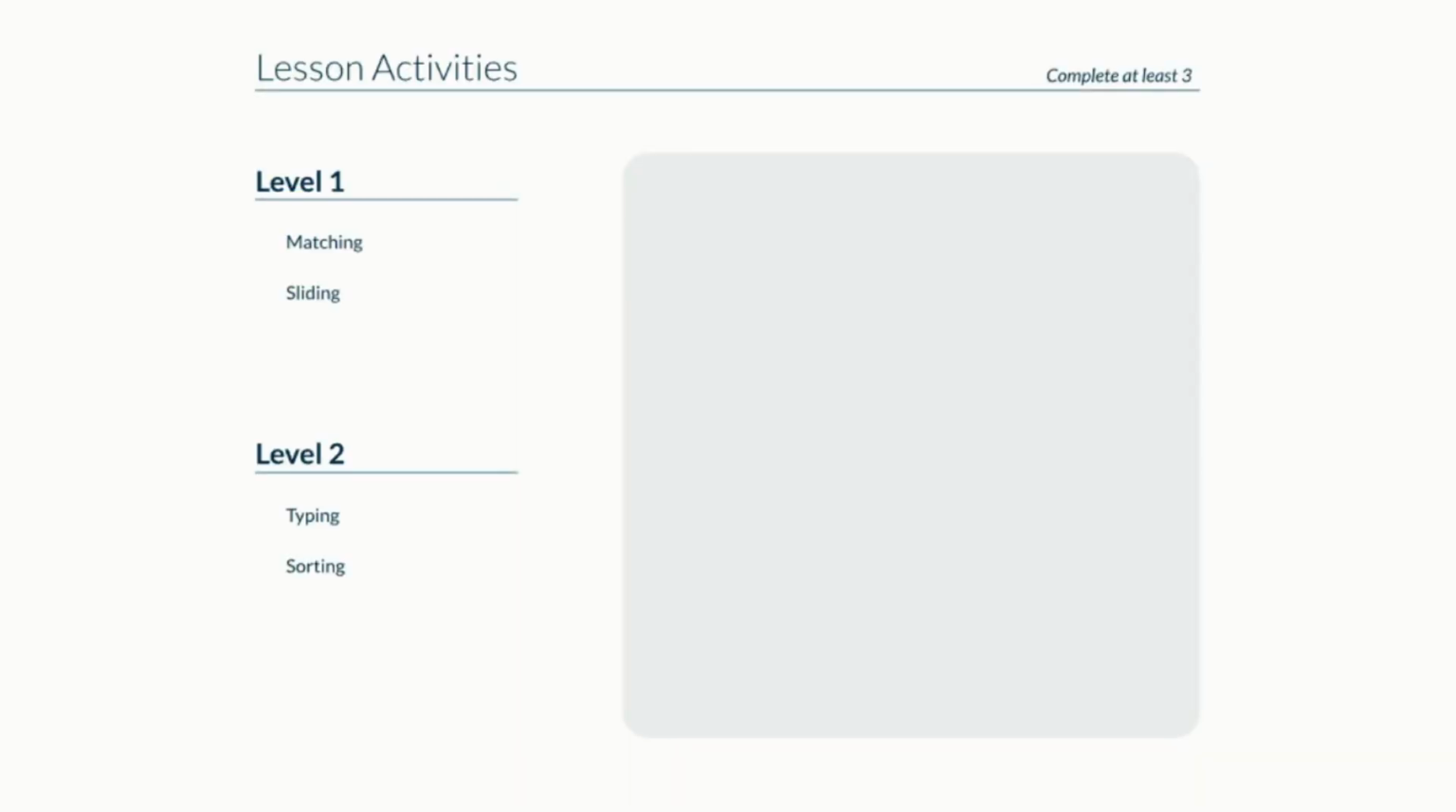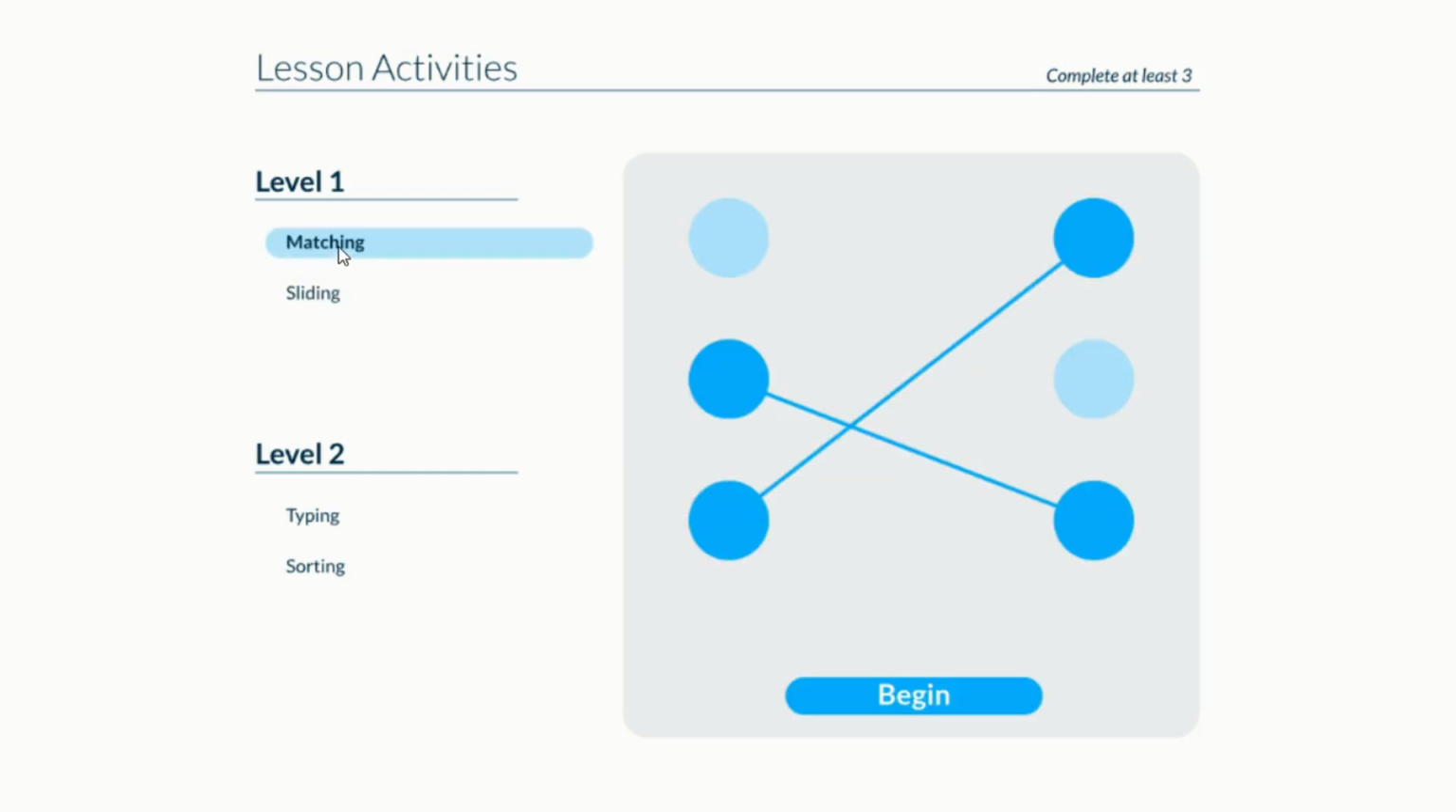Select 3 activities for additional practice. Think about the level of challenge that is best for you. Choose this activity to practice matching sounds to letter group 4 words.